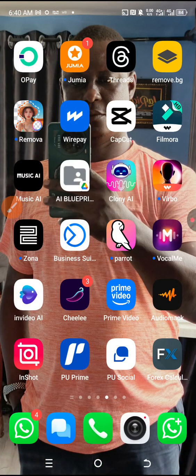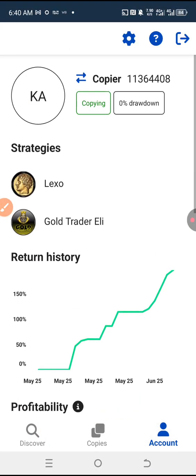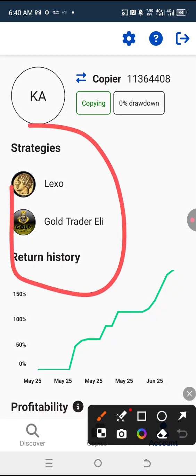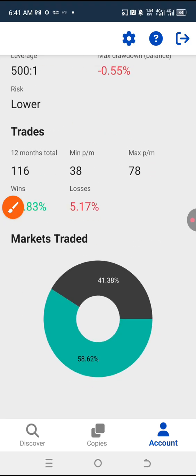So if you go to the account here, you realize that the two are on my strategy. Simply means the two, I'm copying the two. So whichever one is trading, I am in. And it's still a safe trade. Thank you very much. God bless you.